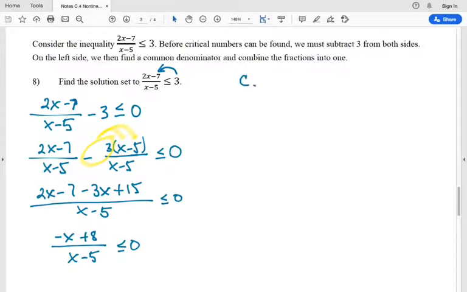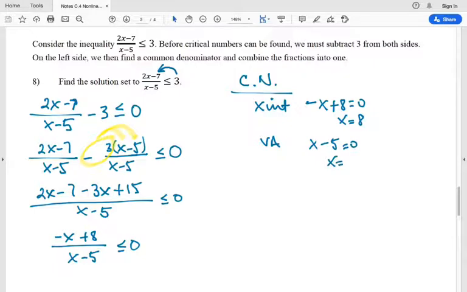Okay, so critical numbers. My x-intercept for this problem will come from whatever makes that -x plus 8 equal to 0, which would be x equals 8. And then my vertical asymptote, where it can also change signs from positive to negative, comes from the x minus 5. What makes it equal to 0 would be x equals 5. So doing my number line, I have a critical number at 5 and a critical number at 8.